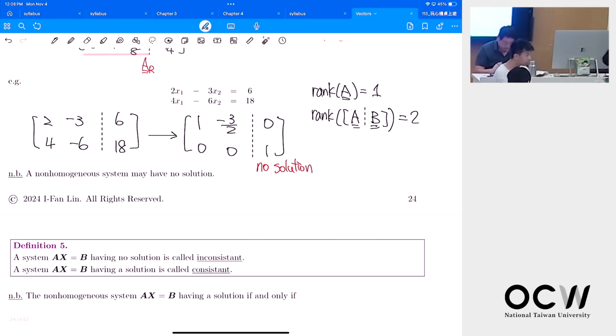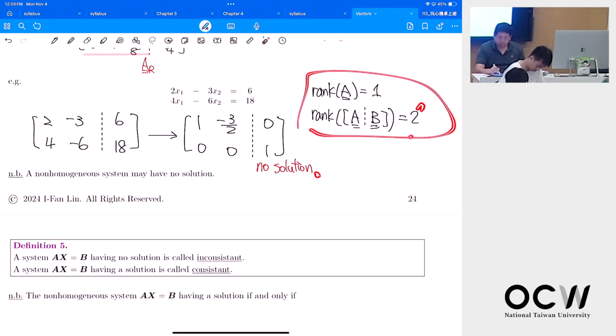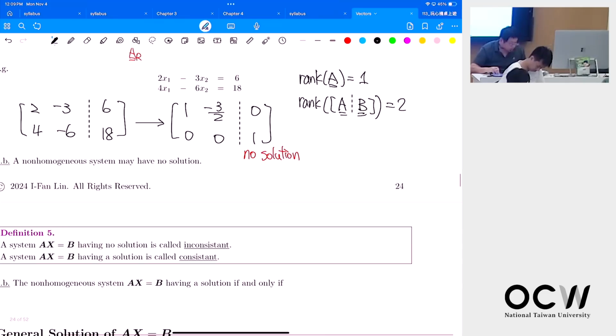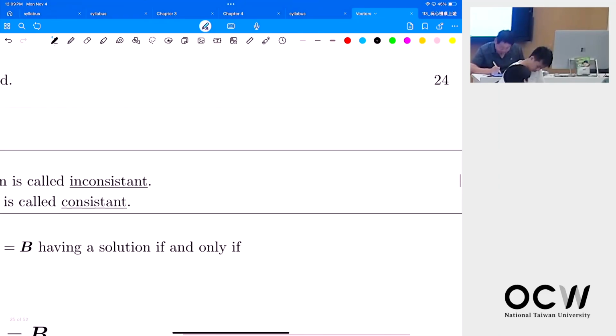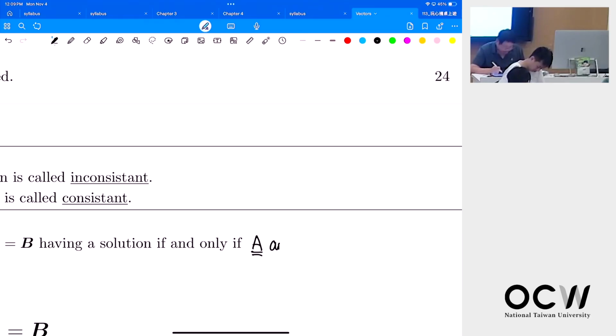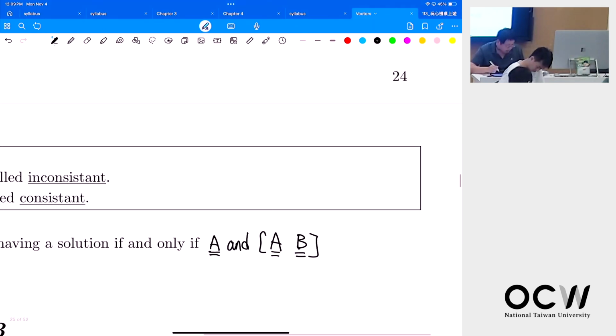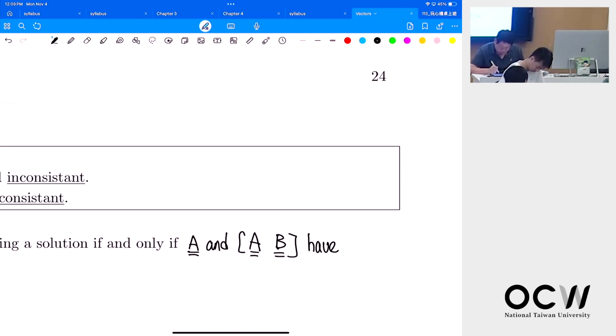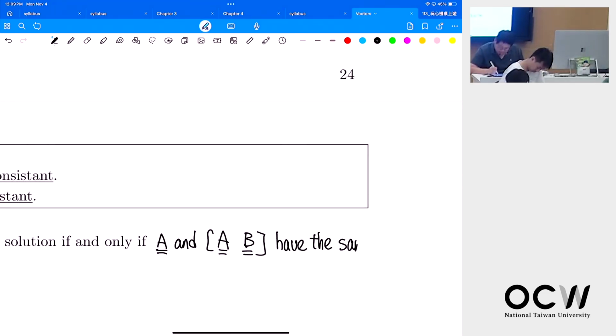So we say that if we don't have a solution, it is called inconsistent. And if Ax equals B has a solution, it is called consistent. To make sure that the non-homogeneous system has a solution, if and only if the rank is different, then I don't have a solution. So the rank should be the same, that means the matrix A and the augmented matrix have the same rank, 2.